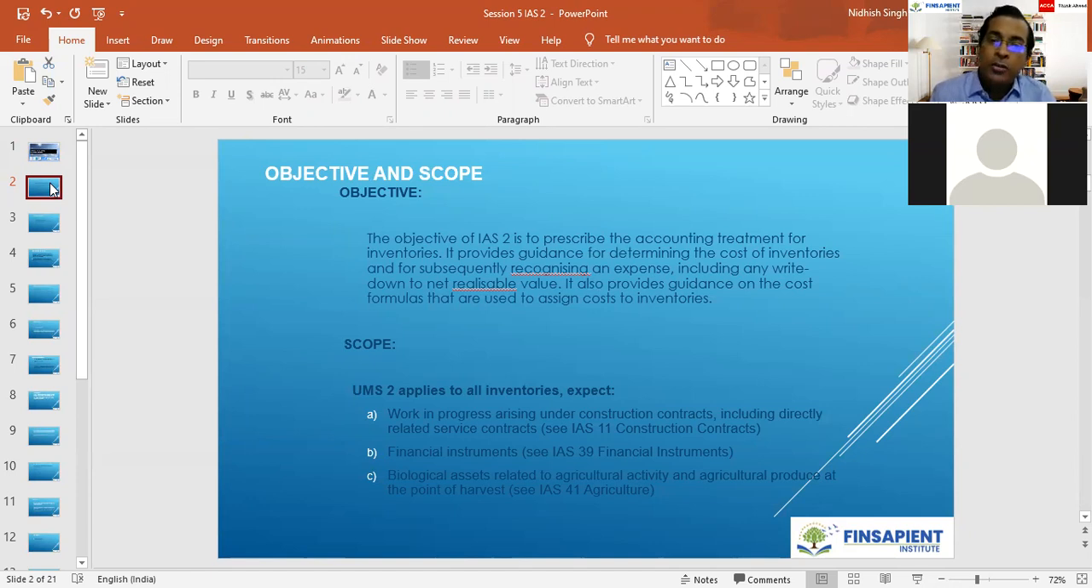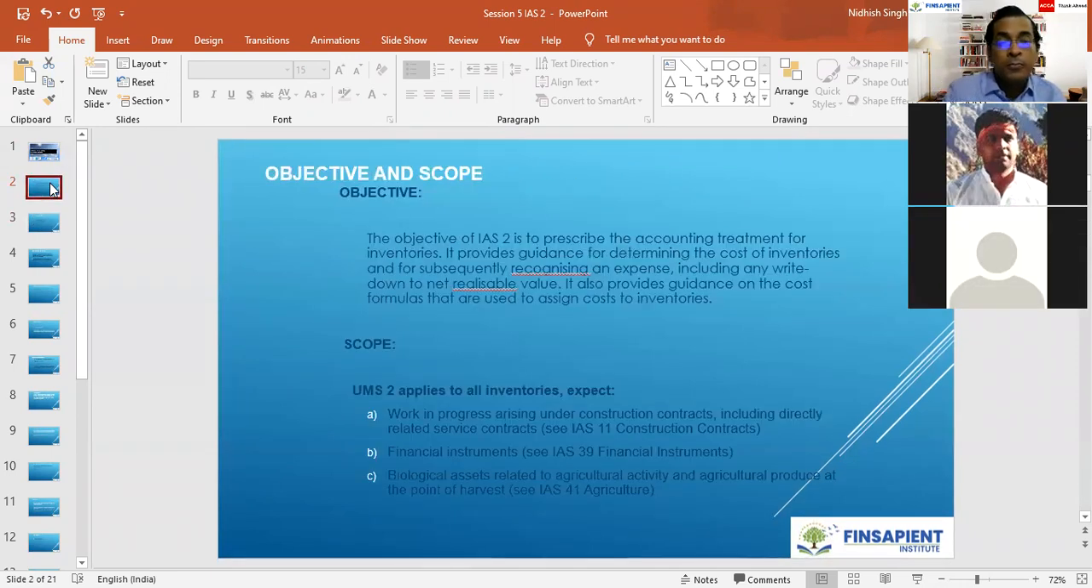because inventory is made to sell in the market, whereas financial instruments are invested in to either make profit or hedge the investments. Hence, IAS 39 will not be applicable. Biological assets related to agricultural activity, which fall under IAS 41, are again outside the scope.